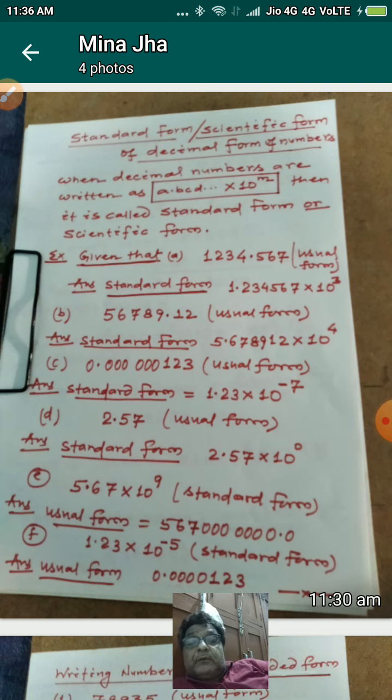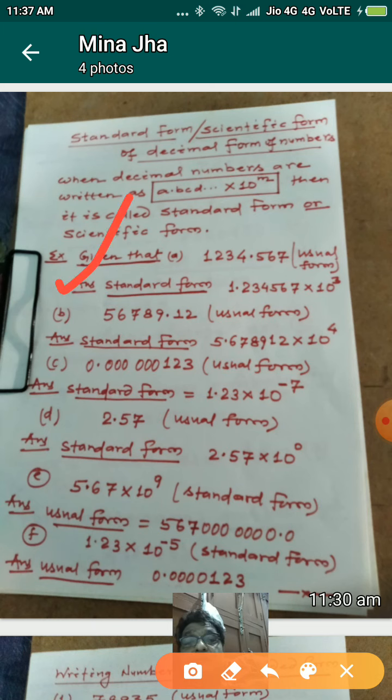So this is the rule in writing a decimal number in standard form: after one non-zero digit we put the decimal, then we write the remaining digits, and finally we multiply this by 10 to some power. Let us see by taking an example. Here the given number is 1234.567. It is in usual form. Now we want to change it into standard form.